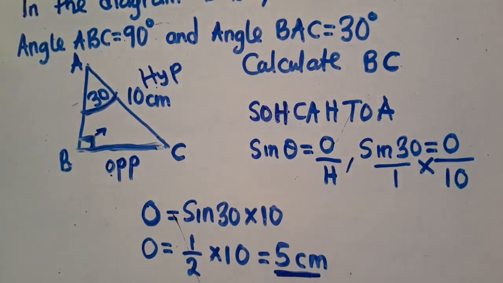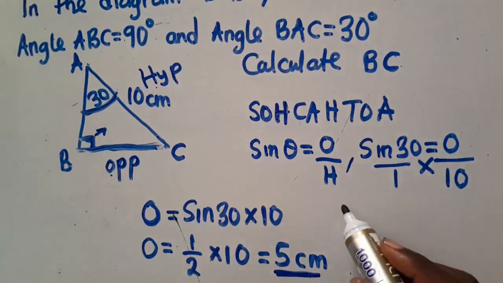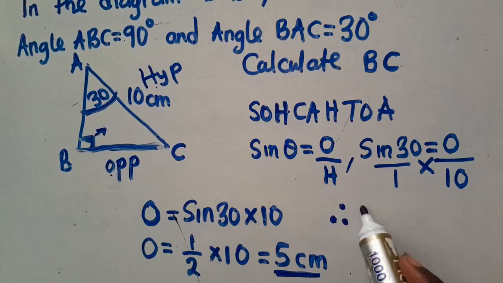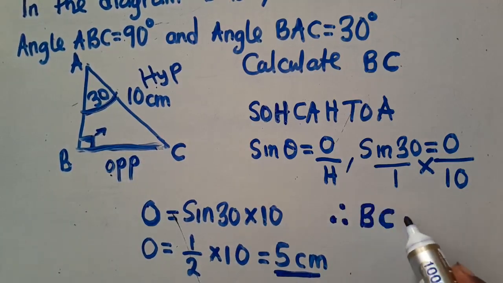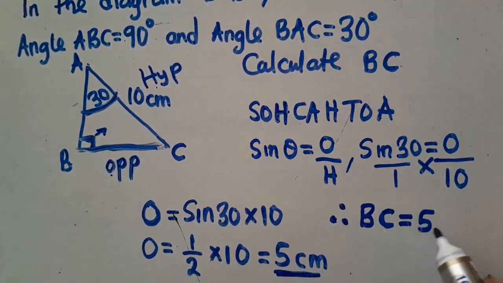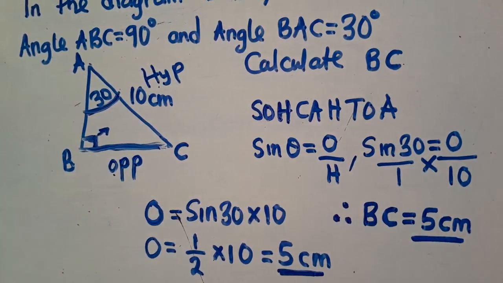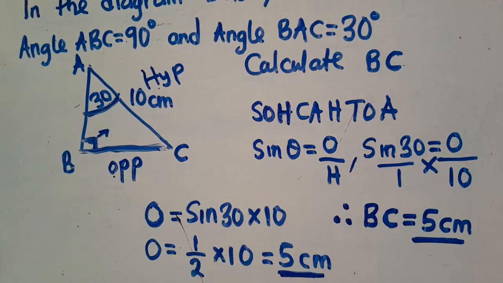So this is how we've answered the question. Then you just conclude and say, therefore, this is the opposite, which was BC. So just say BC, which you were told to find, is equal to 5 centimeters. Like this, you are done. These are the steps that you need to do. This is what you need to know and understand. So we've revised through 2 past paper questions that are very important under trigonometry paper 1.